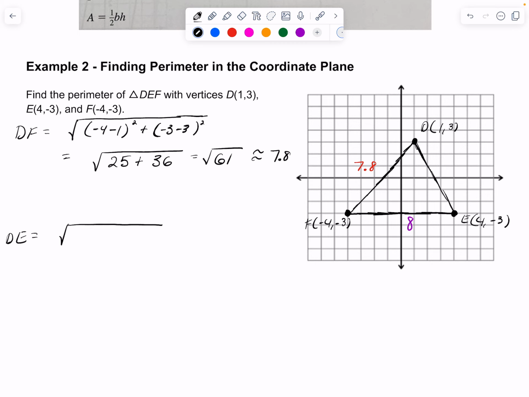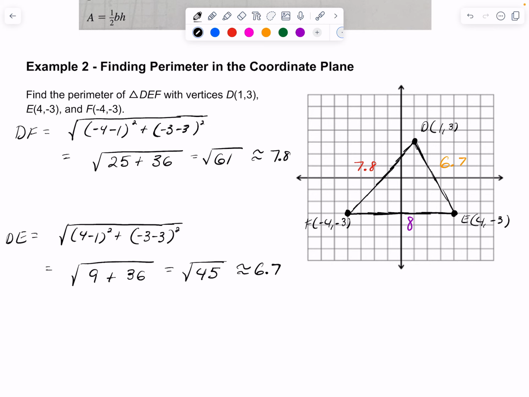Now we do the same thing for DE. I'm going to do my change in my x values, which is 4 minus 1, all of that squared, plus -3 minus 3, all of that squared. So 4 minus 1 is 3. You square that, you get 9. -3 minus 3, we just had that one previously. That's -6. Squaring that is 36. So this is the square root of 45. Getting an approximation for that, we get 6.7 to the nearest tenth. So now I have 6.7 over here.